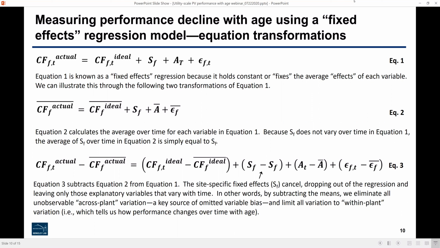And then equation 3 towards the bottom simply subtracts equation 2 from equation 1. As you can see, the site-level fixed effects, or SF, cancel out and drop out of the equation, leaving only those explanatory variables that actually vary over time. So in other words, by subtracting the means, we eliminate all unobservable variation across plants and leave only the variation within plants over time, which is exactly what we're interested in.